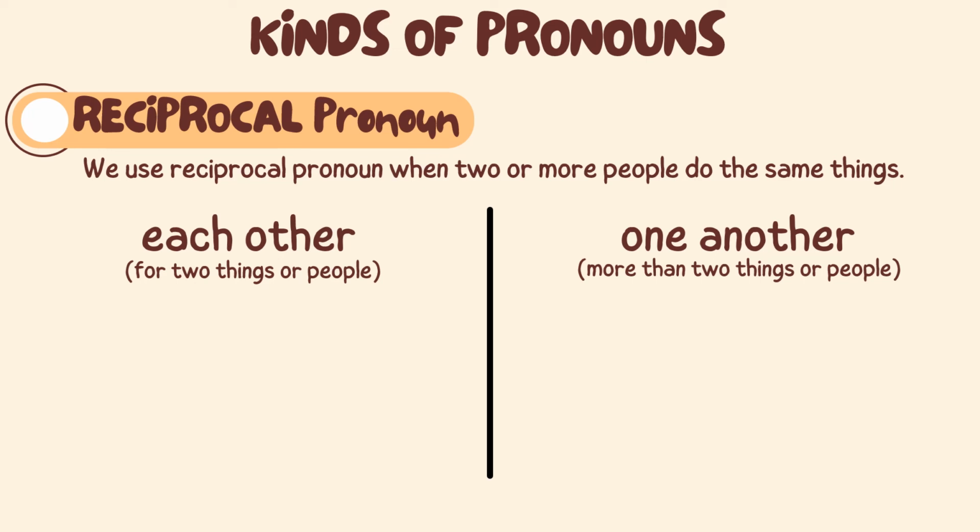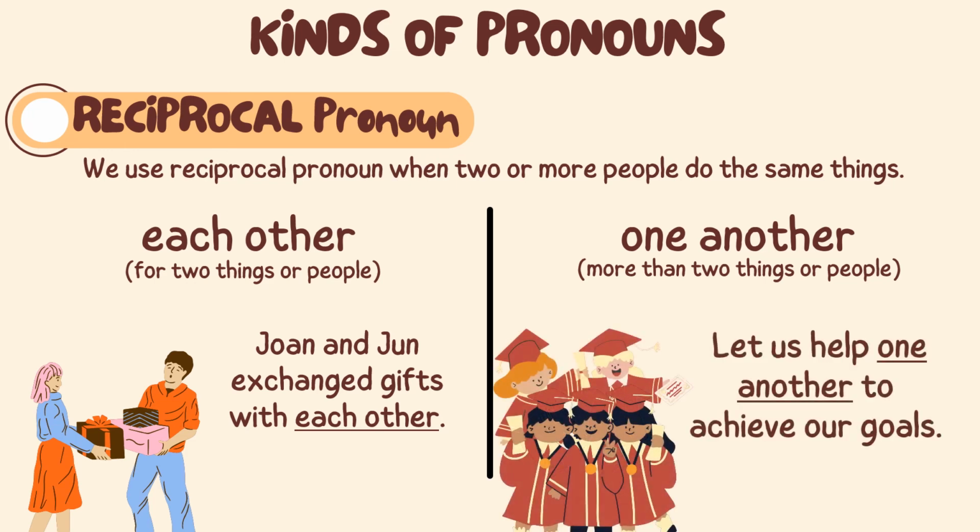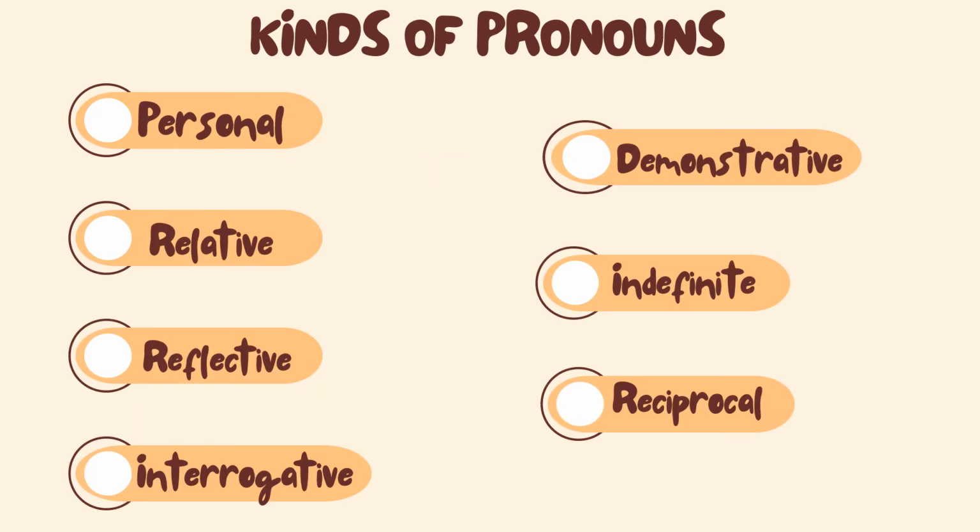Each other is used for two things or people. For example, Joan and June exchanged gifts with each other. One another is used for more than two things or people. For example, let us help one another to achieve our goals. And we're done discussing the kinds of pronouns.